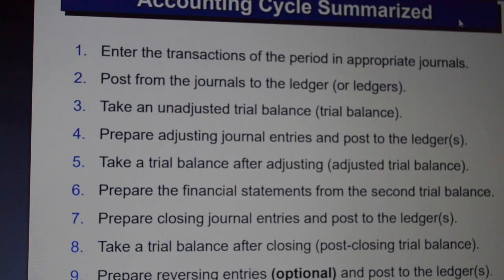Let's review the accounting cycle. Enter the transactions of the period in appropriate journals. Post from the journals to the ledger or ledgers. Take an unadjusted trial balance. Prepare adjusting journal entries and post to the ledger. Take an adjusted trial balance. Prepare financial statements from the second trial balance. Prepare closing journal entries and post to the ledger. Take a post-closing trial balance. Prepare reversing entries, optional, and post to the ledger.